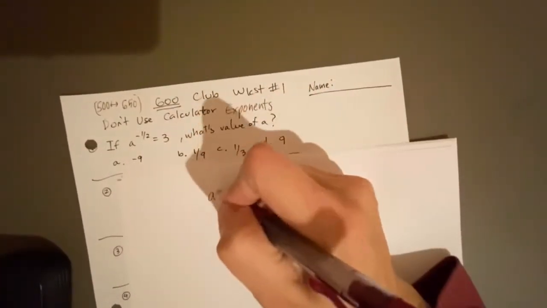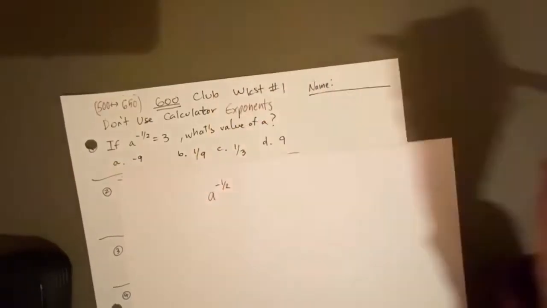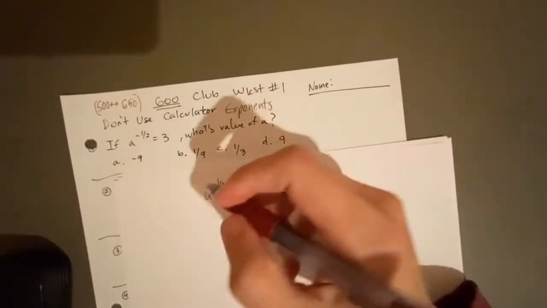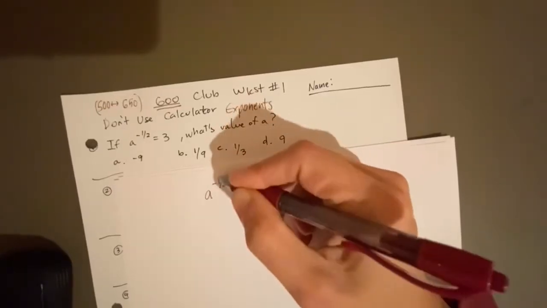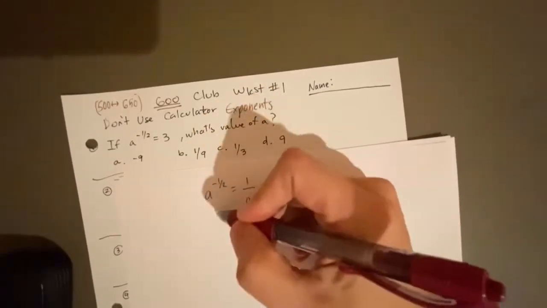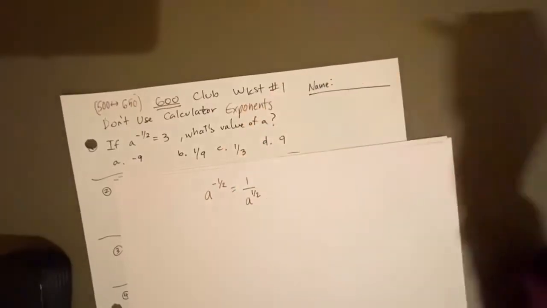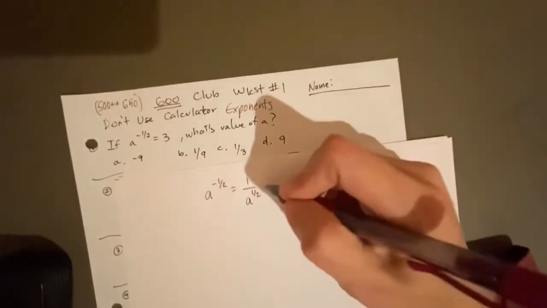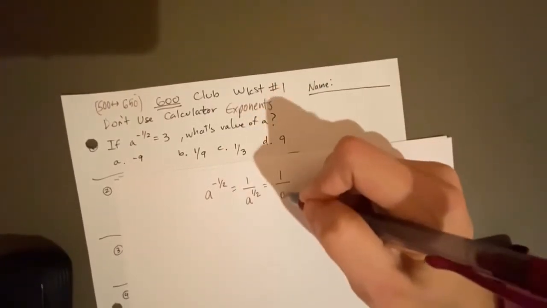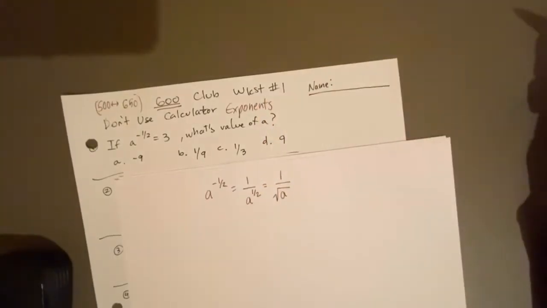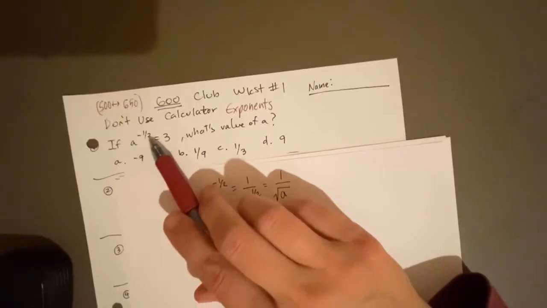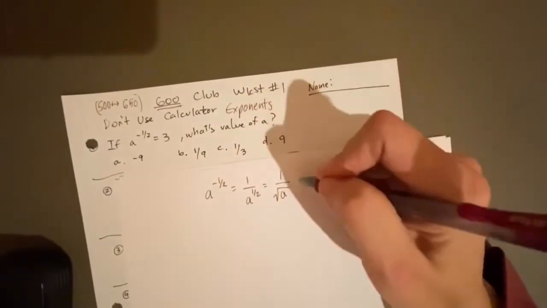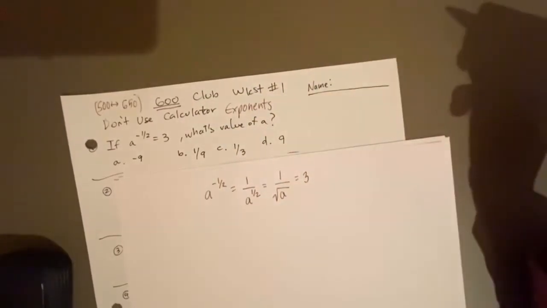It says a to the power of -1/2. Well, when an exponent is negative, that means we can move it from the numerator to the denominator and change the exponent sign. So it can be rewritten like this, and this is another way to write that. Now we know something more about this expression, a to the -1/2. We know it equals 3.